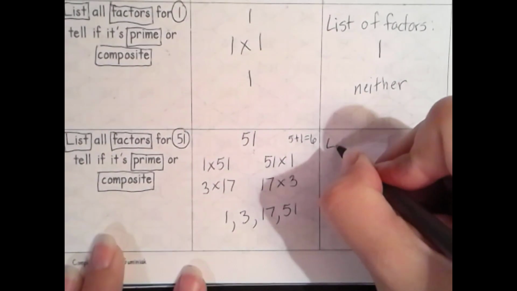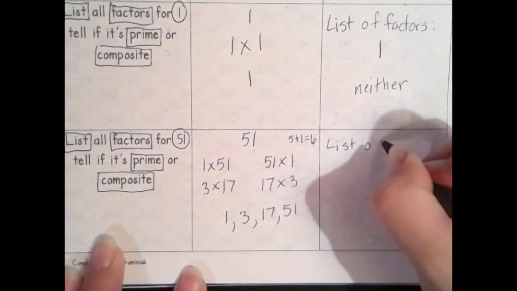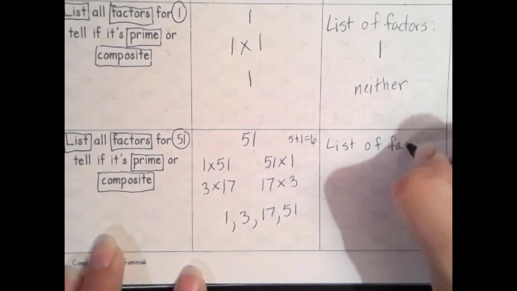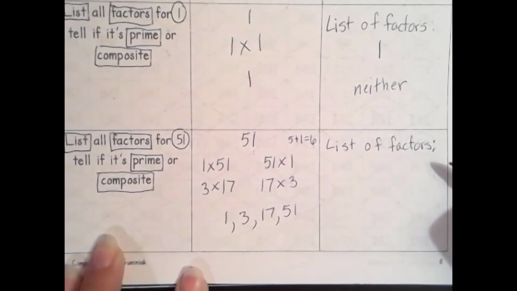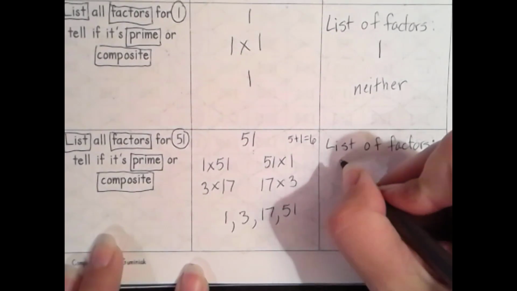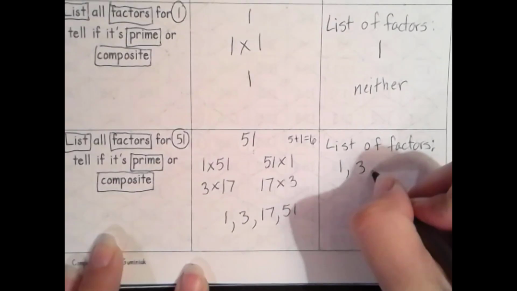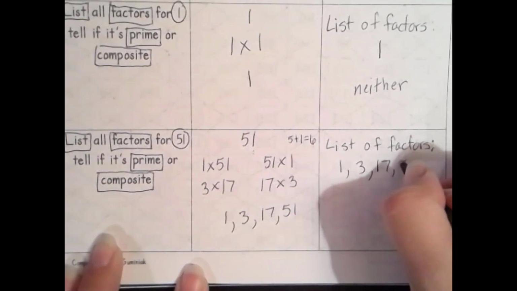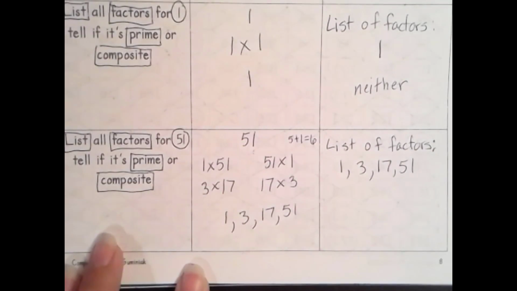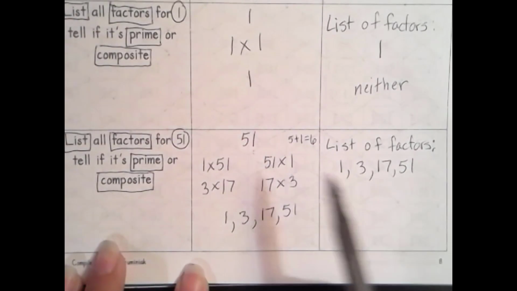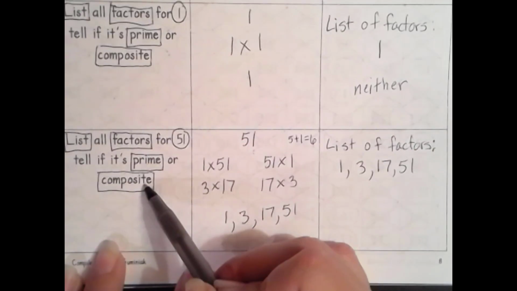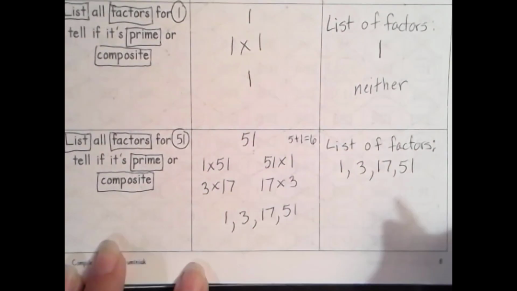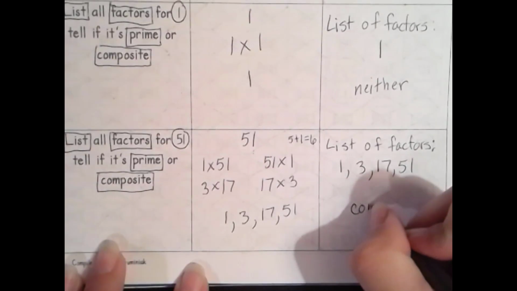So list of factors. Because we're making a list, we use what's called a colon at the end here. That's those 2 dots. It's called a colon. And we use that for lists. So we have 1, 3, 17, 51. How many total factors we have? We have 4 factors. Is that exactly 2 factors or more than 2 factors? Well, 4 is more than 2 factors, so it is composite.